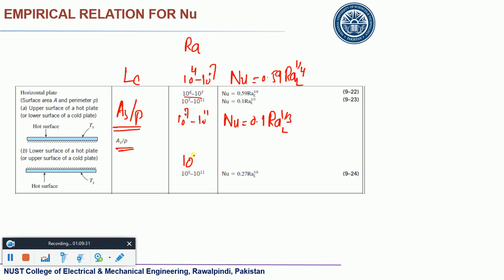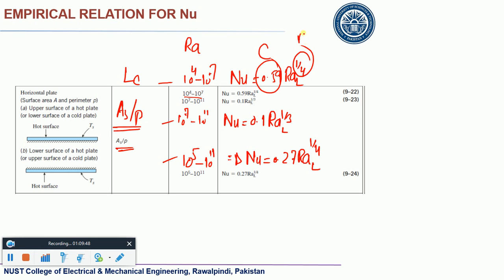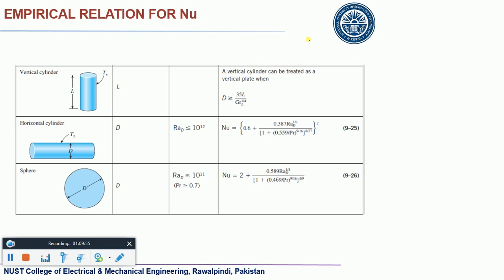Right? And let's say from 10 raised to power 5 to 10 raised to power 11, there is another relationship which is Nusselt number equals 0.27 Rayleigh number to the power 1 by 4. Okay, so you can see that if you change the regime, no complex relationships, only the values of C and n are changing.